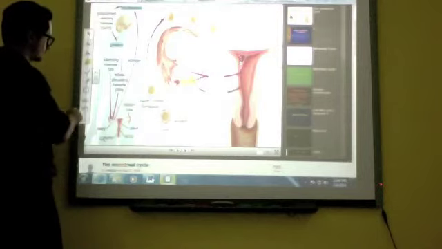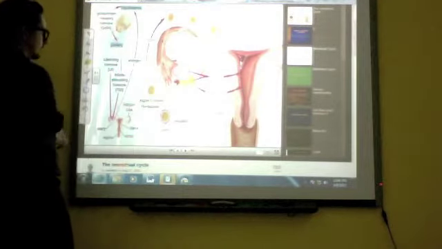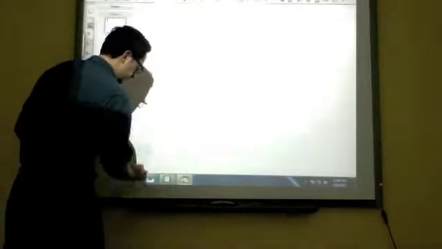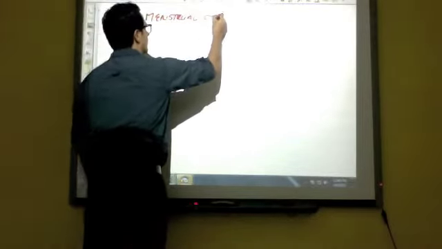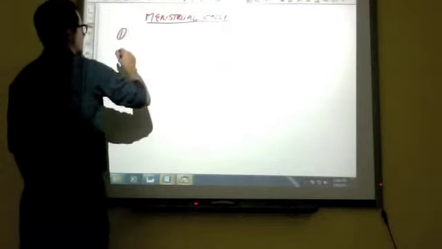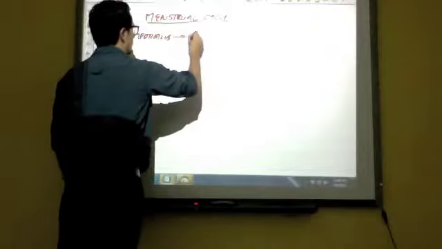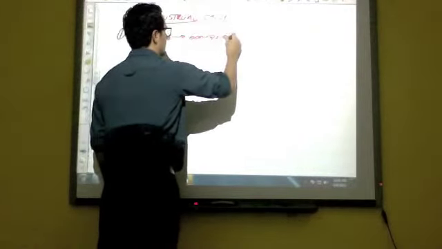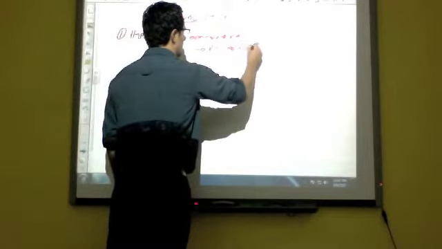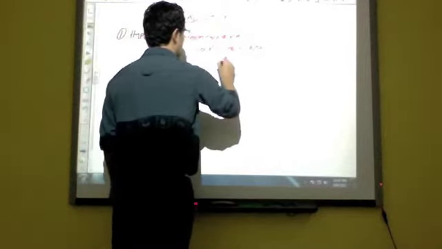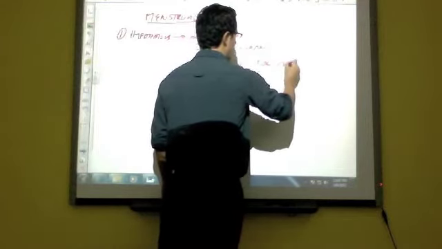So, the first step was the production of the follicle. We have here the menstrual cycle. And we have that the hypothalamus releases the gonadotropin, and that gonadotropin goes to the pituitary gland, and that stimulates the pituitary gland to produce FSH, which again is the follicle stimulating hormone.